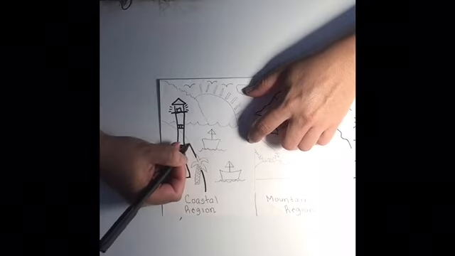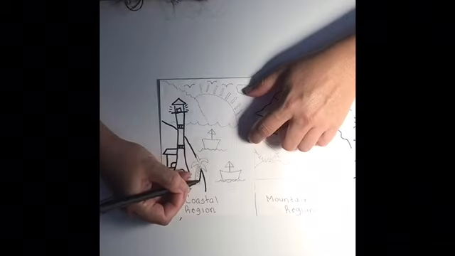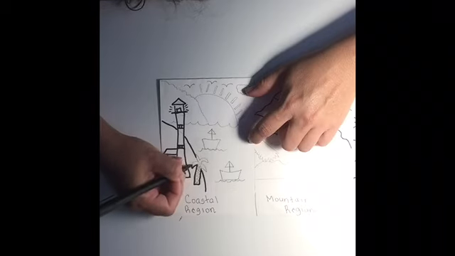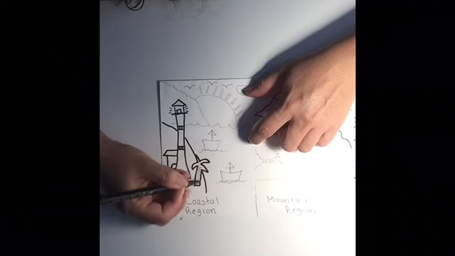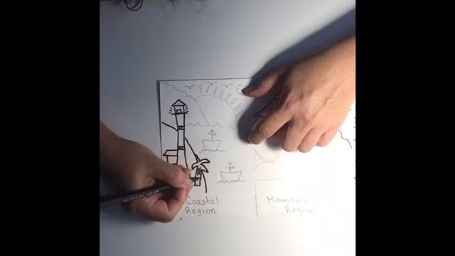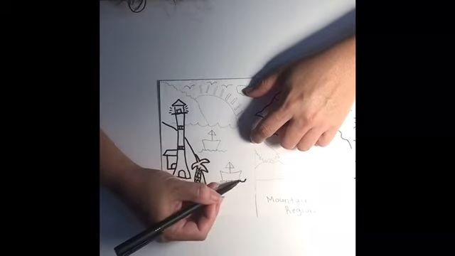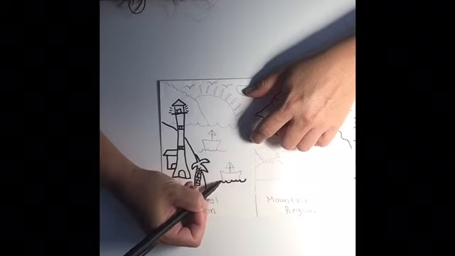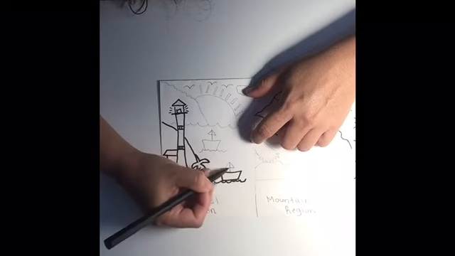So here's a little cliff in our coastal region. Sometimes you see those cute palm trees that are planted here. So we have a palm tree here. Of course, we know that we're by the water. So here's some little fake waves. Here's a boat.